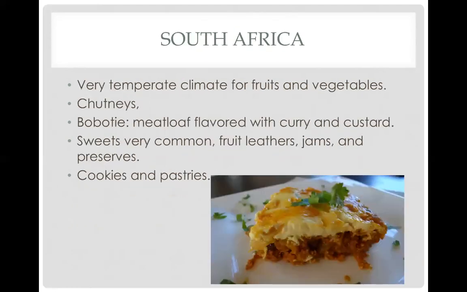South Africa is known for temperate climates, so rich fruits and vegetables can grow. They do enjoy chutneys, which are usually made from slightly pickled fruits and are served kind of as jellies, often on top of meats. They have a dish called boboti, and it's a meatloaf flavored with curry and custard, and it's pictured here.